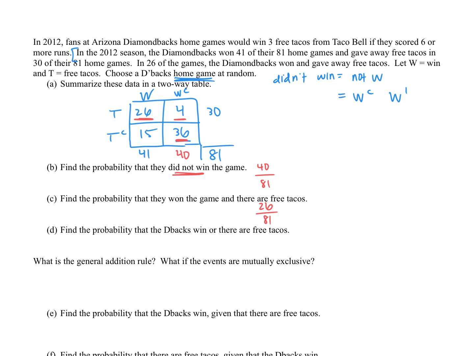Okay, and then D, find the probability that the Diamondbacks win or there are free tacos. So if we look in the table, they win or there are free tacos happened here. There's free tacos. Here they won a game. So it's all three of those. So out of the 81 games, 26 games and 4 games and 15 games. So that gives us 45 out of 81. So that is the probability that they win or that there are free tacos.